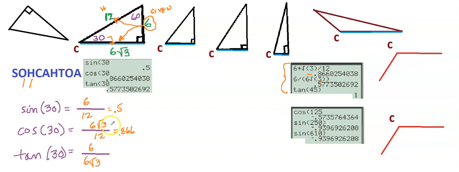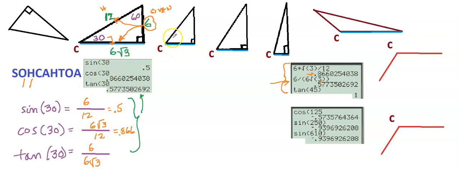And 6 radical 3 over 12, I did the calculation over here and got 0.866. And 6 divided by 6 radical 3, that one here, I get 0.577. If I go directly to the trig buttons on the calculator, it will give me these same numbers. And I did that up here. Sine of 30, cosine 30, and tangent of 30. We get the same exact decimals. I'm not going to get the radicals up here. I'm going to get the decimal form. So the calculator's got every angle you'd ever want stored in it.